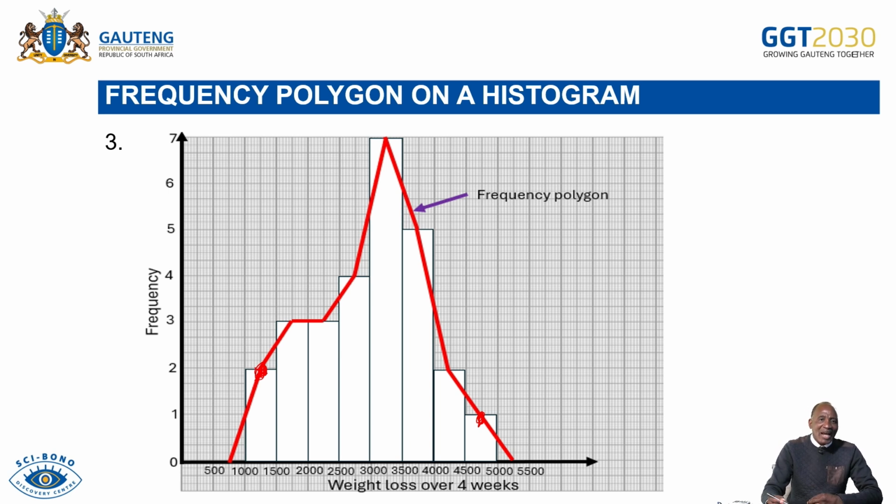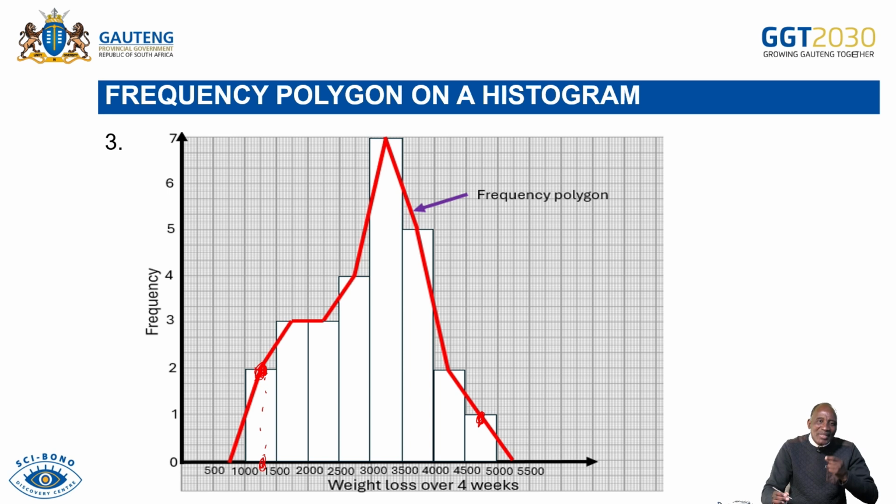How then do we ground it? You look at the lowest point that you marked, which is 1,250. Remember, our midpoint for this class was 1,250 going up there. That's 1,250 versus 2. The next point was 1,750 versus 3, and so on. You are marking basically the midpoints versus frequencies.